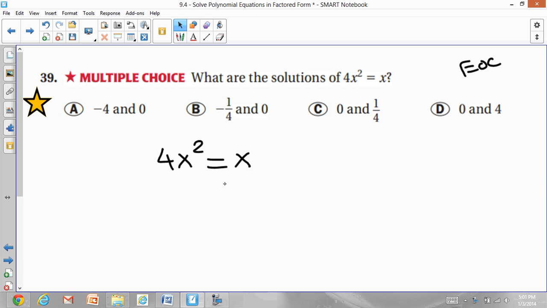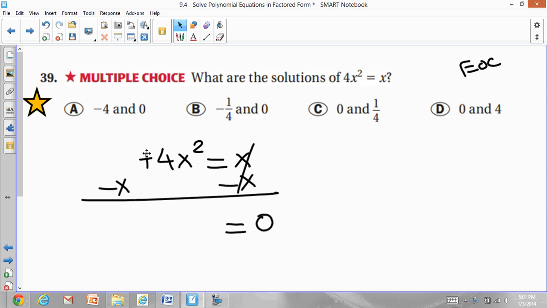So I'm going to do the opposite, which is minus x on this side and minus x on this side. Cancel. So the right side is now becoming a 0. So this becomes a plus. So I'm going to rearrange it: 4x squared minus x equals 0. So using the commutative property, just switching places.